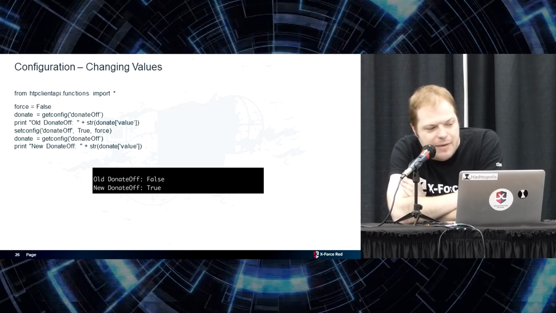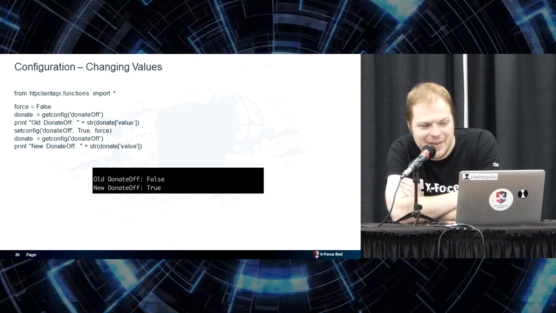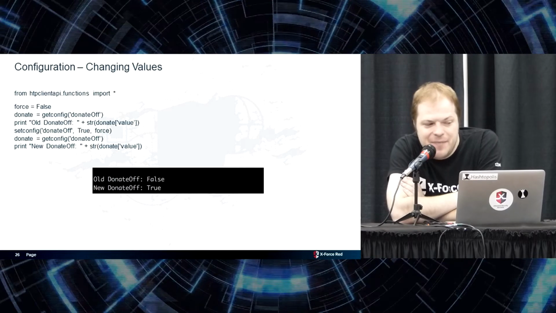This is cool. I apologize for telling you how to do this, but you know that little donation link at the bottom of the screen? Please donate, then turn off the link. But donate first. So in this case, you import the API. We set force equals false, although force equals true would also work. And we set donate equals get config donate off, just so we can see what the donation setting was. We print the old setting out. Then you run set config donate off true with your force value of false. Then you re-get it again, and all of a sudden the donation link's off.